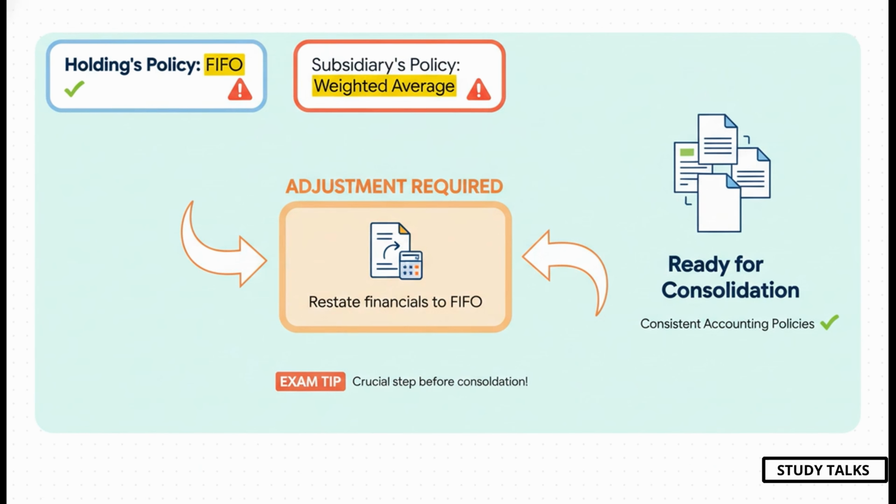So what happens if there is a mismatch? Let's look at a classic example. Let's say the subsidiary uses weighted average for its inventory, but the holding company uses FIFO. What do you do? Well, you have to fix it. You have to go back to the subsidiary's books and restate their financials, recalculating their inventory and cost of goods sold as if they'd been using FIFO all along. Only after you've made that adjustment can you even start consolidating.